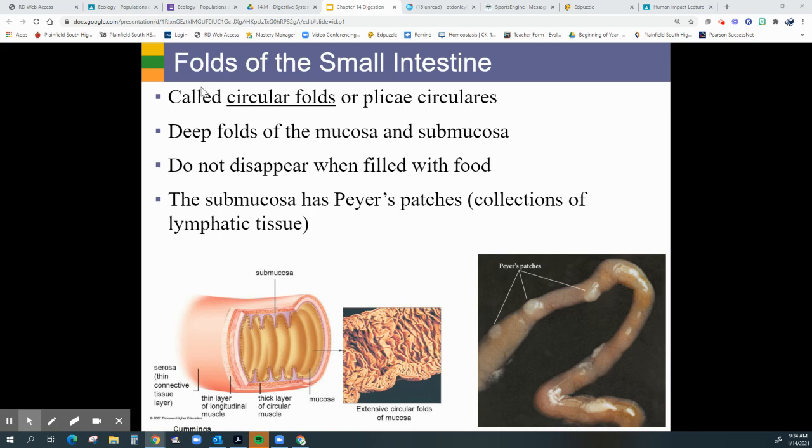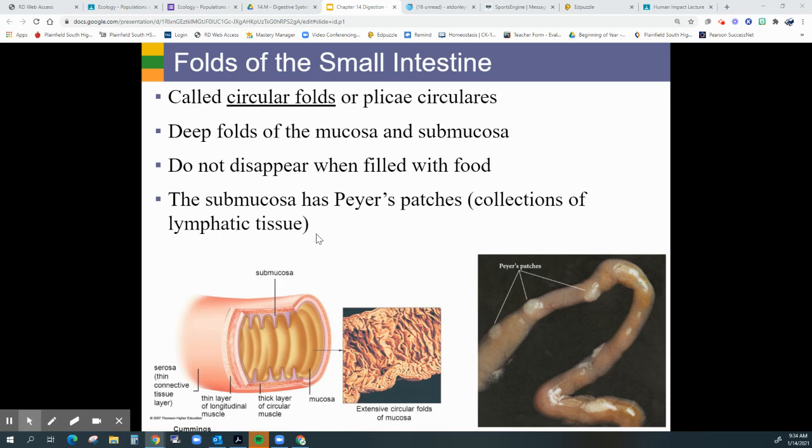So in the small intestine, there are these little folds called circular folds, or plicae circulares. These are deep folds in both the mucosa as well as the submucosa. These little folds do not go away when you fill it with food. So it's not like a balloon, where when you fill it up you lose those wrinkles on the outside of the balloon. Those stay there pretty much the entire time.